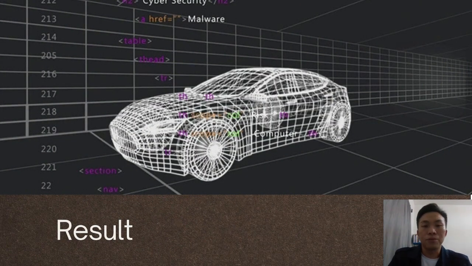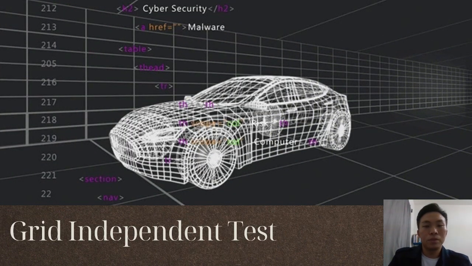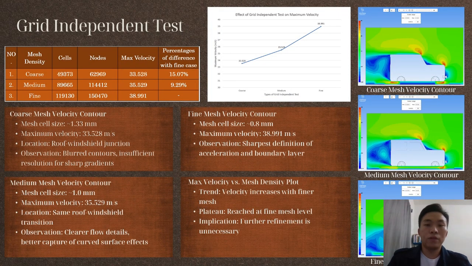Now, I will present the results. First result, I will present the grid independence test. First, the velocity contour shows the velocity distribution around the car body using a coarse mesh with a cell size of approximately 1.33 mm. The maximum velocity recorded is 33.528 meters per second, which occurs at the junction between the roof and windshield. The contours appear blurred, indicating that the mesh resolution is insufficient to capture the sharp velocity gradients accurately, particularly in regions of high curvature.